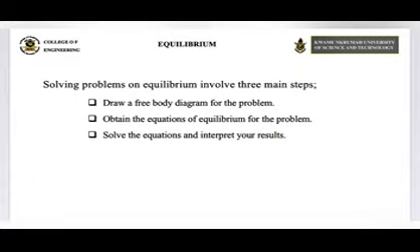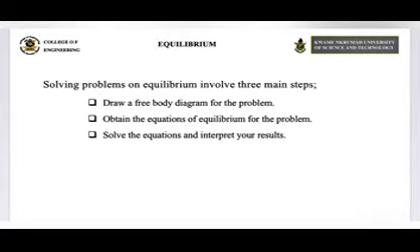When solving equilibrium problems, these are the 3 main steps you have to follow. First, you draw a free body diagram for the problem. Then, you obtain equations of equilibrium for the problem. And finally, you solve the equations and interpret your results. There's this saying that understanding of the question is part of the answer. So first of all, you make sure you read the question at least twice for you to understand the question well. You draw your free body diagram, you obtain your equations, and finally you solve the equations.